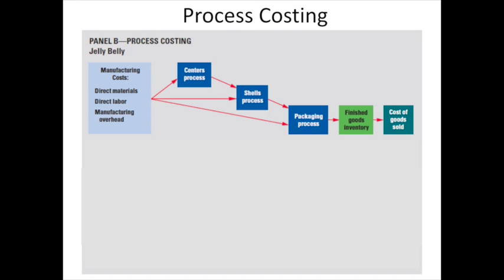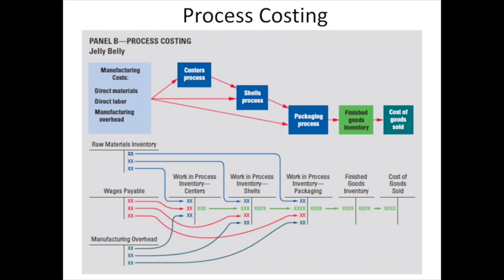If we look at this process in T accounts, we find again, our materials move into each process as they're needed, labor moves into each process as it is needed, and overhead is applied to each process as it is needed. Once the product gets through the final process, it moves into finished goods, and then it waits to be sold, and then it moves into cost of goods sold.